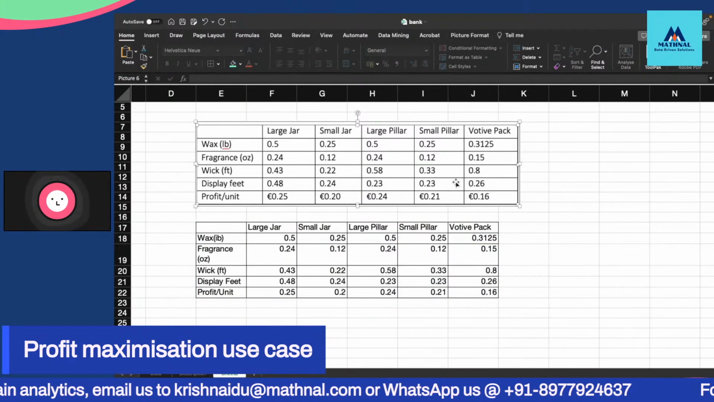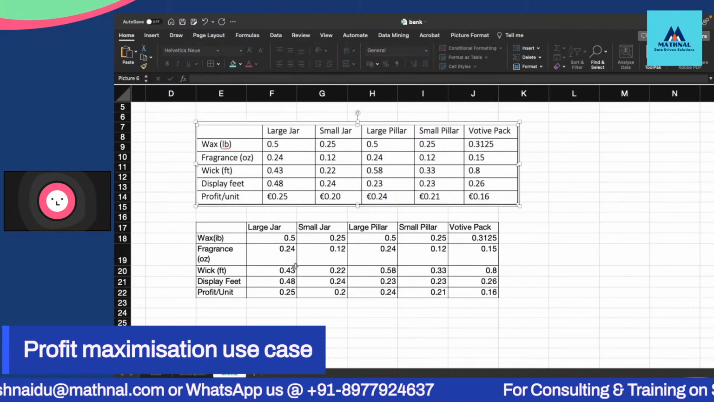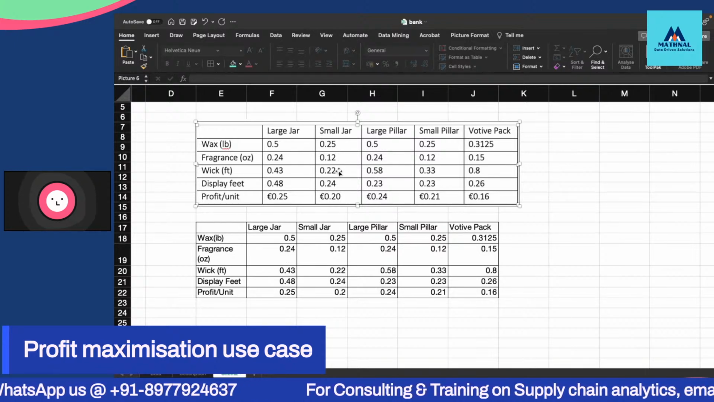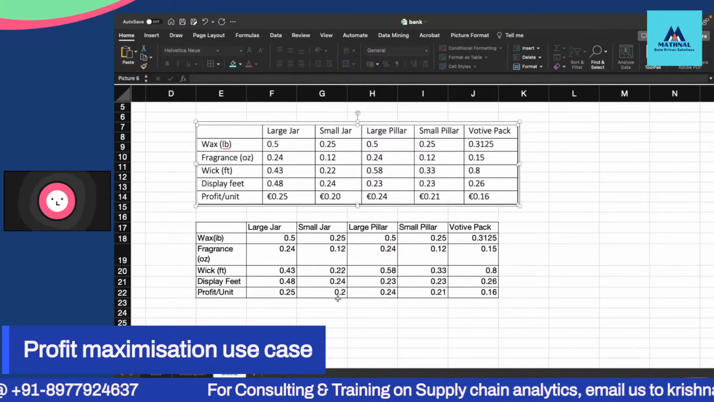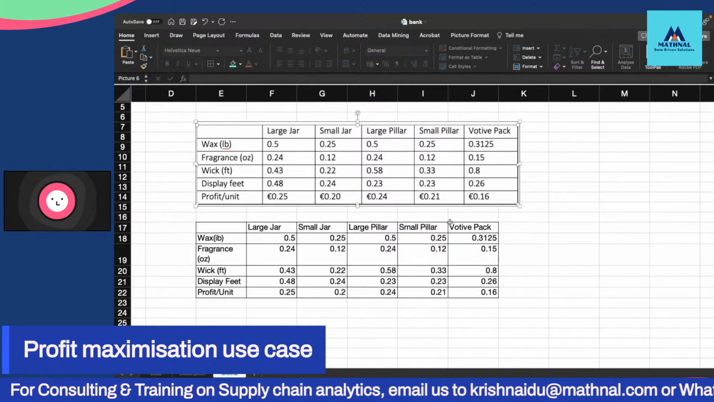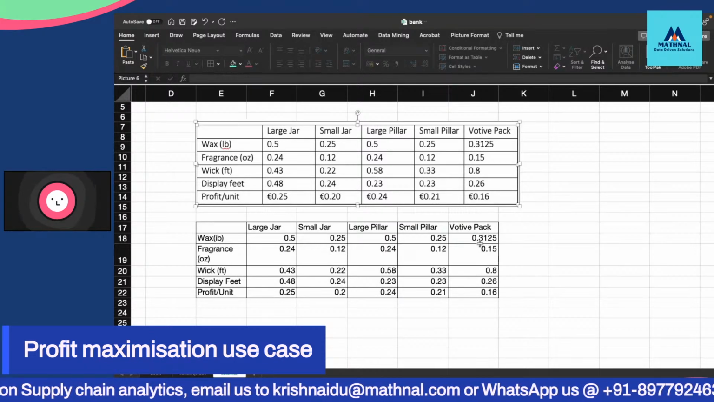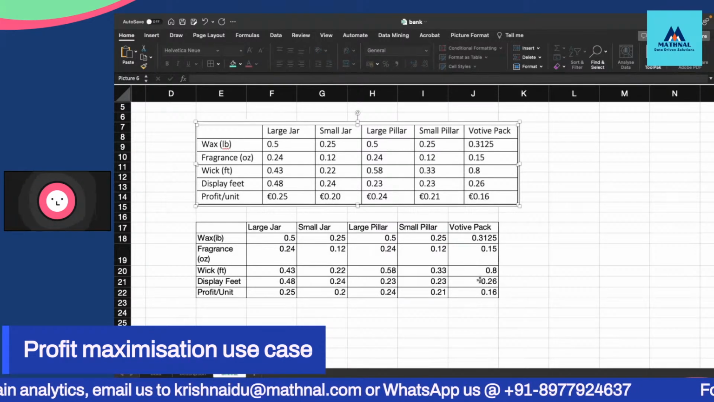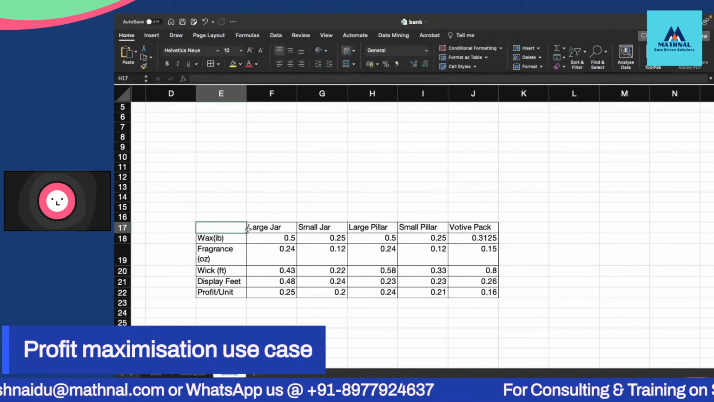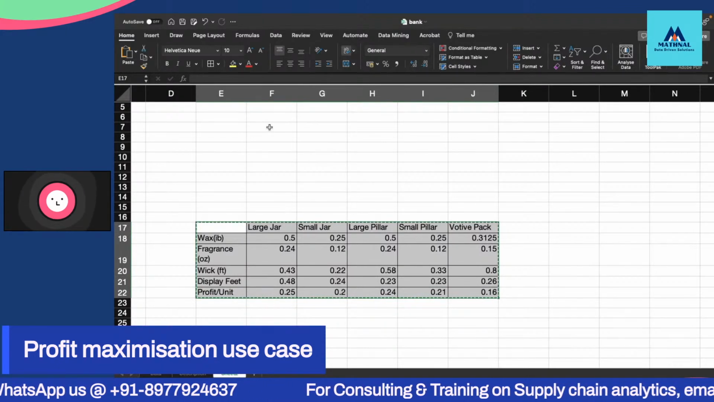I'll remove this table from here. I'll just check once again whether the numbers are right or not. So 0.5, 0.24, 0.43, 0.48, 0.25 is right. The first one is right. 0.25, 0.212, 0.22, 0.24, 0.2 is right. 0.5, 0.24, 0.58, 0.238 is right. 0.25, 0.12, 0.33, 0.23, 0.21 is right. 0.3125, 0.15, 0.8, 0.26 is right. So I think we have our matrix right. This is the matrix which we need to use to build our solution.